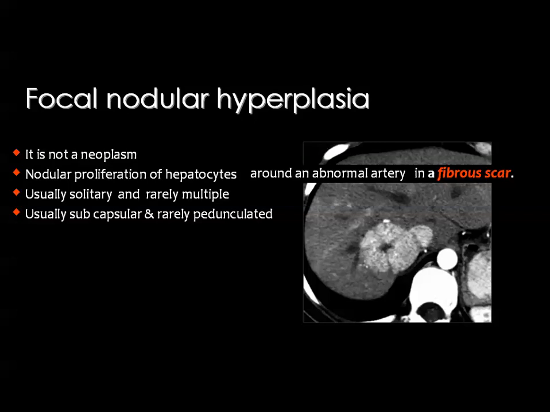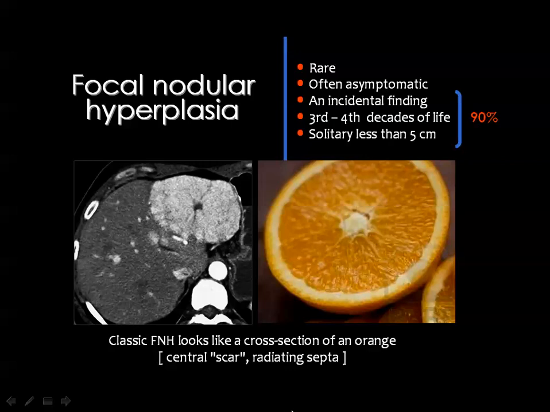And now we came to the benign aspect of the solid lesions, starting with the focal nodular hyperplasia. And you know that this lesion is not a neoplasm. It is just a proliferation of hepatocytes around an abnormal artery embedded in a fibrous scar. And this lesion is hypervascular. It enhances strongly in the arterial phase and contains a central scar. And so you may mistake this lesion for the fibrolamellar hepatocarcinoma, and I will show you the difference.